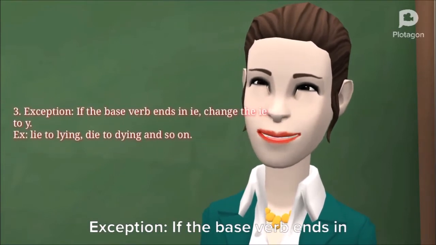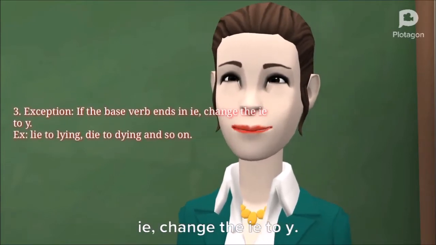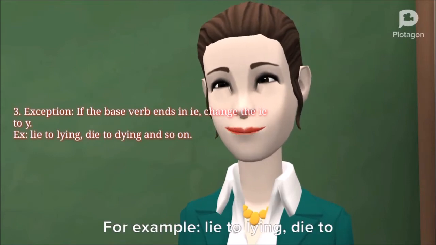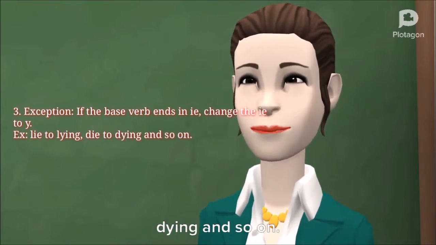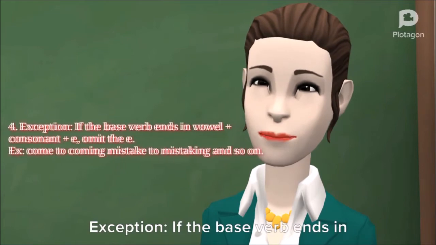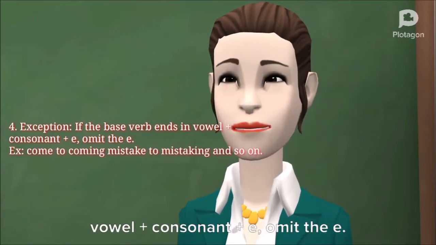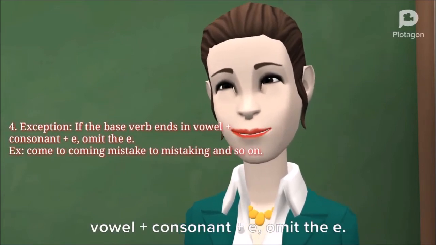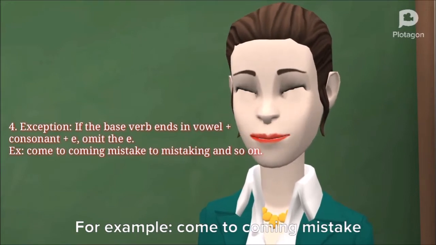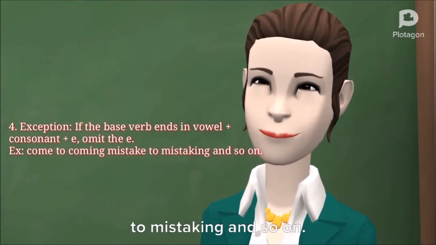3. Exception. If the base verb ends in ie, change the ie to y. For example, lie to lying, die to dying, and so on. 4. Exception. If the base verb ends in vowel plus consonant plus e, omit the e. For example, come to coming, mistake to mistaking, and so on.